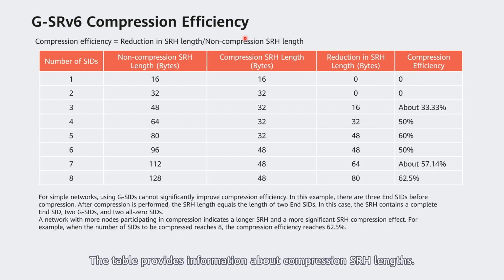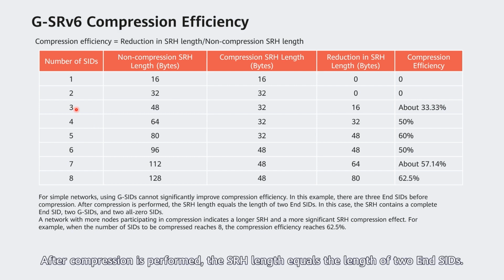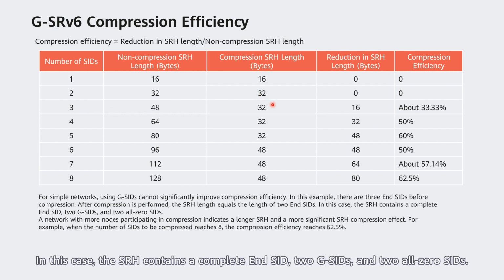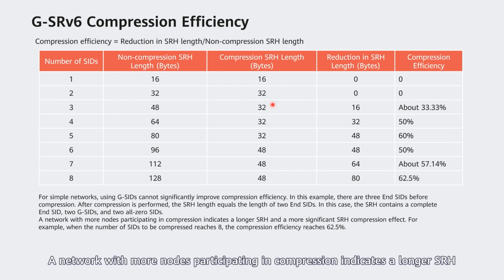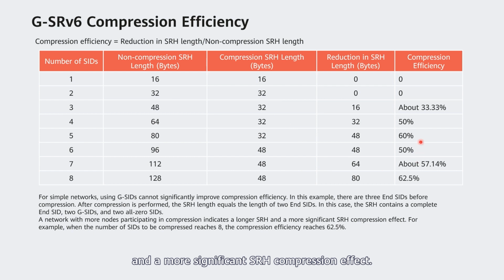The table provides information about compression SRH lengths. We can see that the compression efficiency is not significantly improved on simple networks. In this example, there are 3 end-SIDs before compression. After compression is performed, the SRH length equals the length of 2 end-SIDs. In this case, the SRH contains a complete end-SID, 2 GSIDs, and 2 all-zero SIDs. A network with more nodes participating in compression indicates a longer SRH and a more significant SRH compression effect.